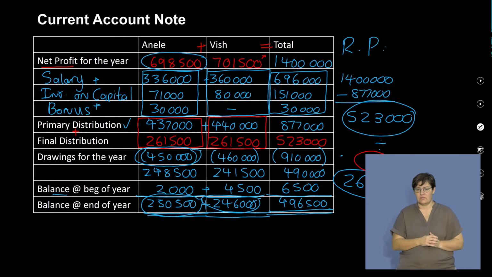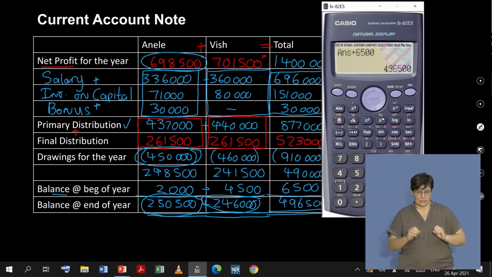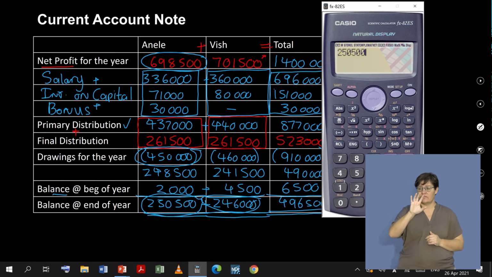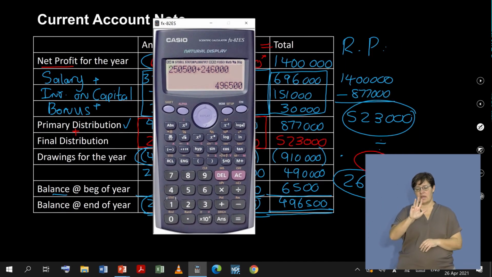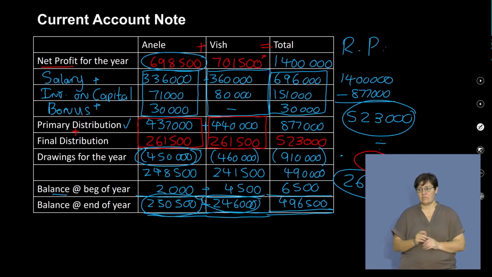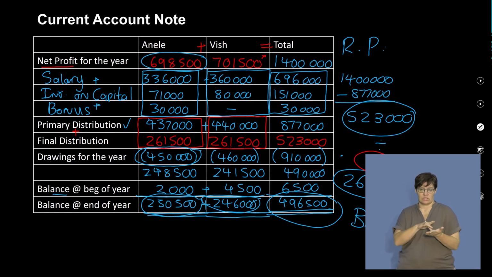Let's just quickly check that we do get the same total and that we haven't made any errors. So 250,500 plus 246,000. Okay, and there we go. It should be the same amount that we've got. Yes, it is 496,500. Okay. Right, and this is the amount I will then take to my statement of financial position or to the balance sheet.